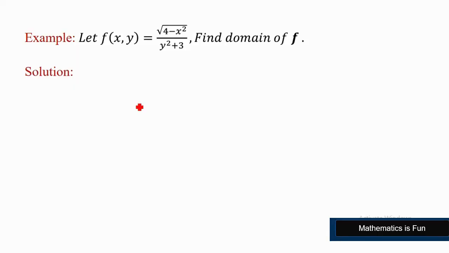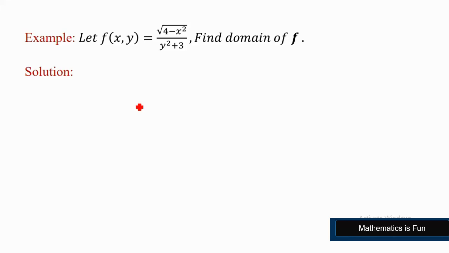Let's find the domain of the given function. Now here the function is in quotient form and we have to deal with the numerator and denominator separately. The numerator contains the values of x and the denominator contains the values of y. So we can find the restrictions of x from the numerator term and the restrictions on y from the denominator term. So first let's discuss the numerator.